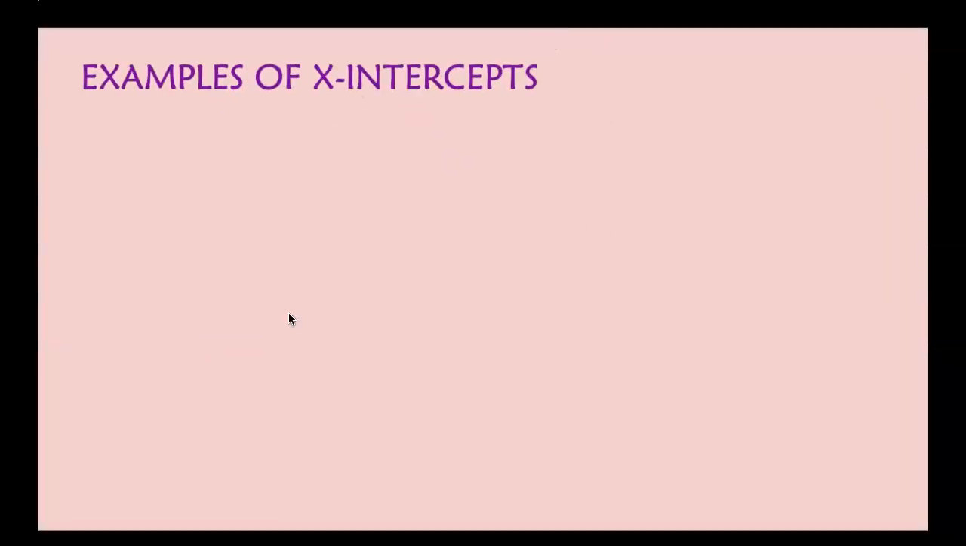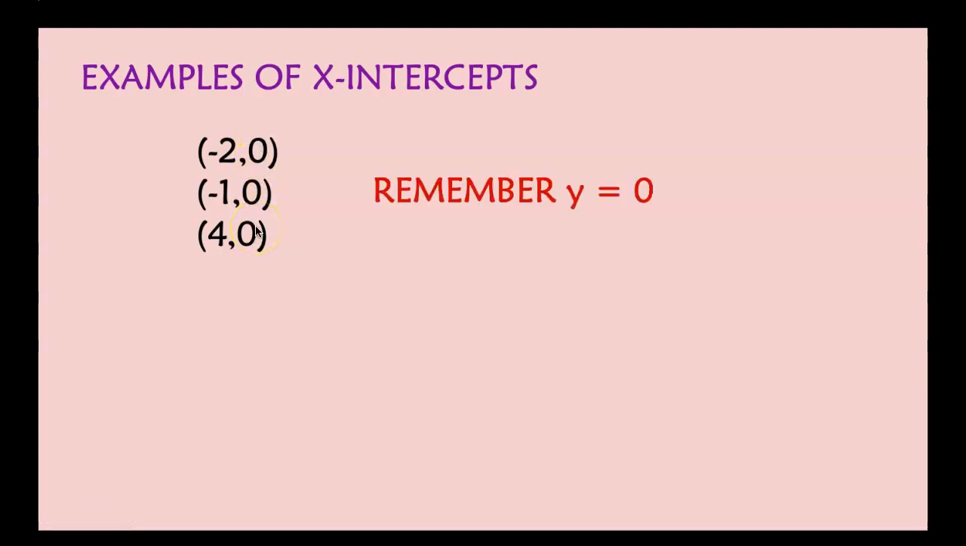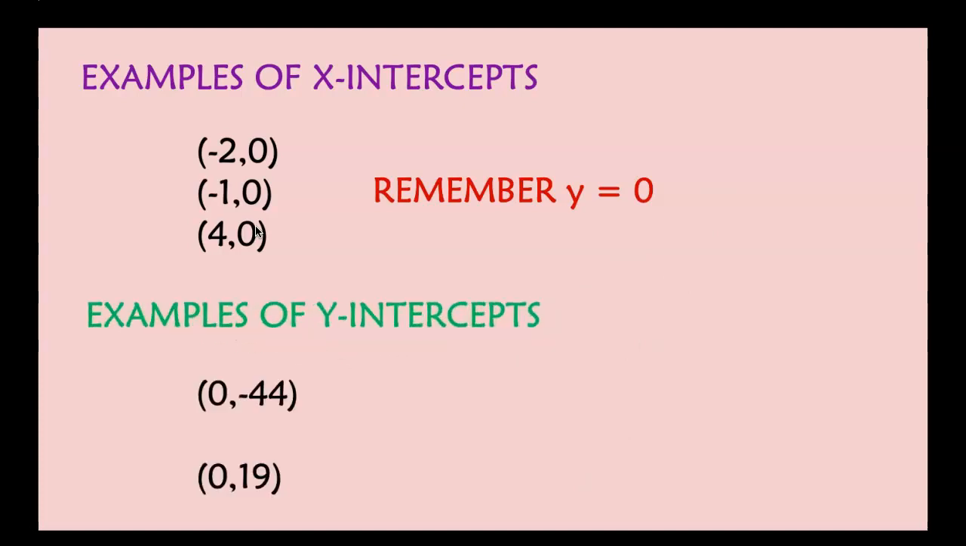Okay, so let's get started. Examples of x-intercepts. Here are three examples, and remember that the first number is your x-coordinate, and the second is the y-coordinate. So if it's an x-intercept, your y is always 0. Then examples of the y-intercept are the opposite. That means your x-coordinate is 0. So here you have (0, -44). Remember, for the y-intercept, x is equal to 0.